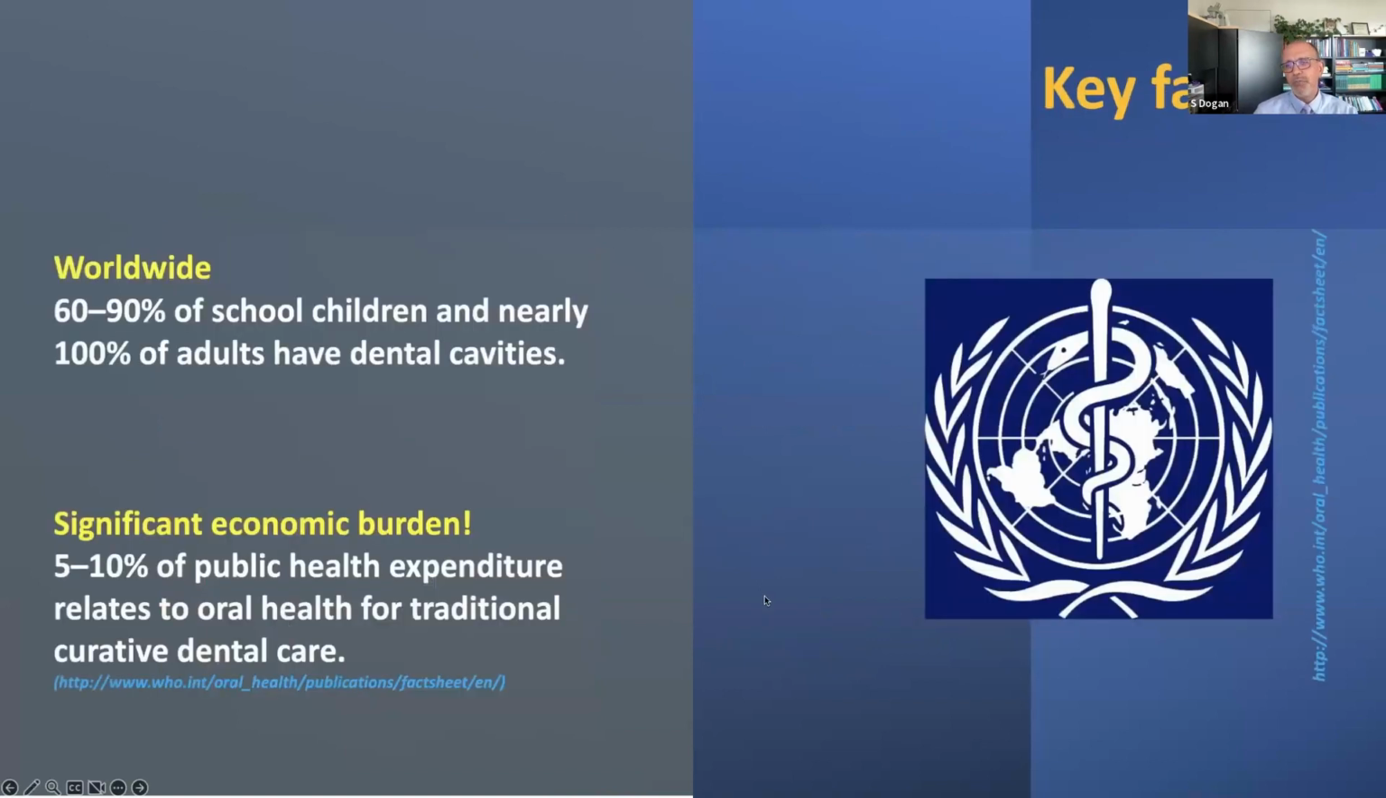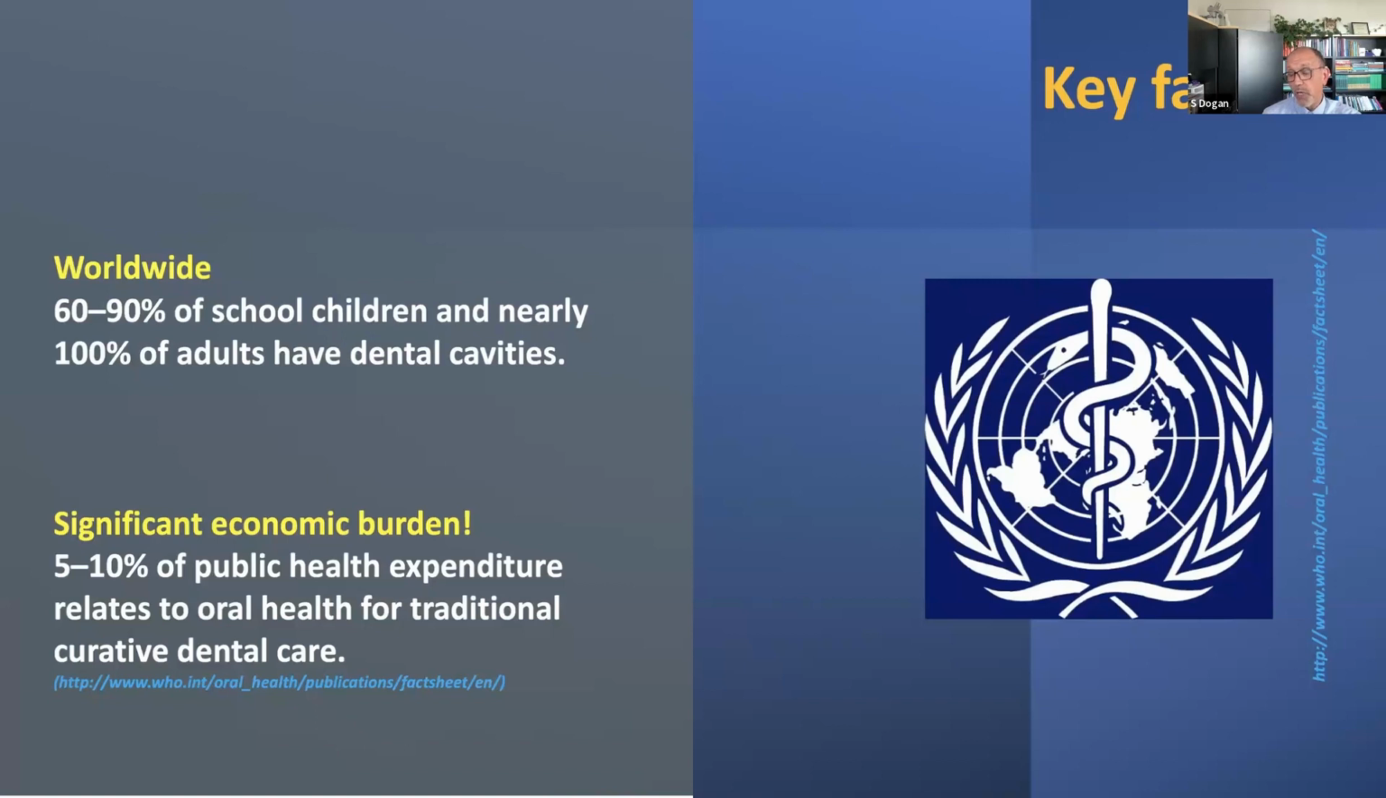Now, before I start, I want to give you some key facts from the World Health Organization. We know from the studies that about 60 to 90% of school children and almost 100% of adults have dental cavities or an experience with dental cavities in the past. Now they are probably crowns or fillings or root canal treatments. It is a significant burden for our economy.